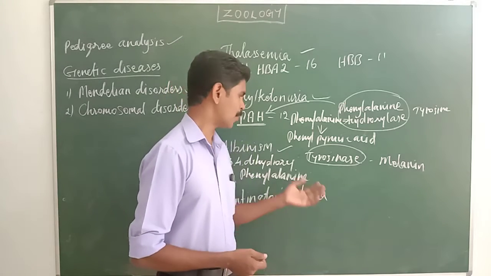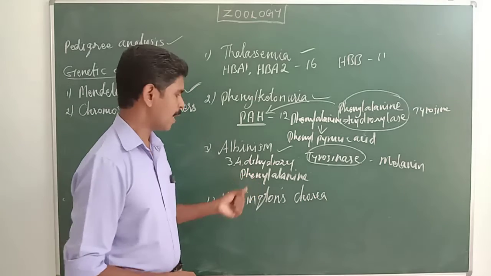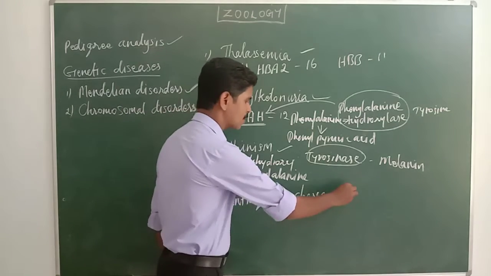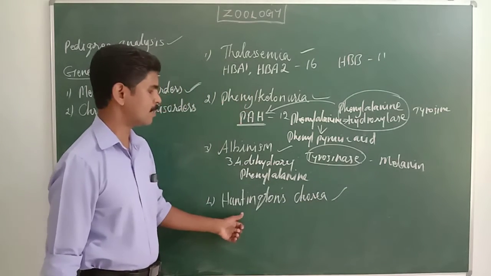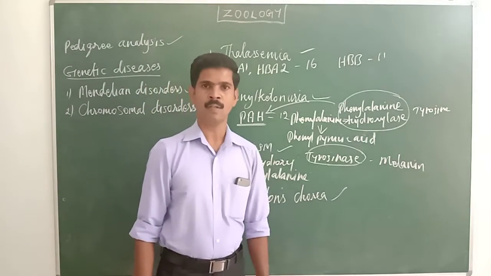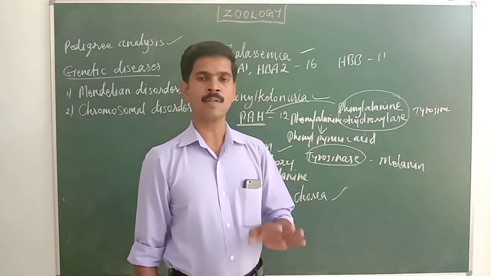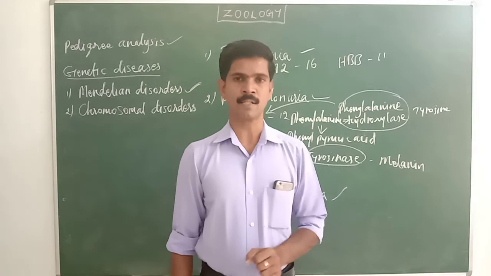Understand? So I hope you have understood this albinism disease. And now we are going to study the last Mendelian disease, Huntington chorea. This is an autosomal dominant gene disorder.